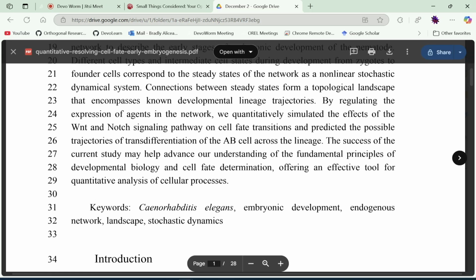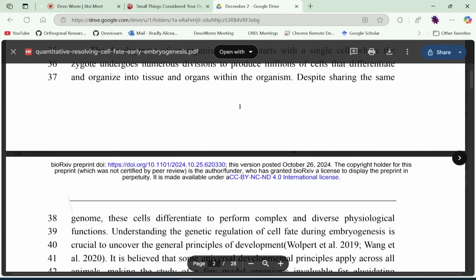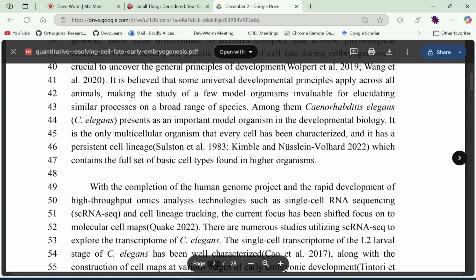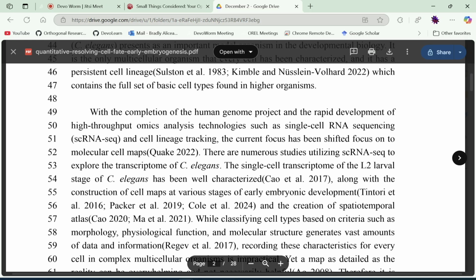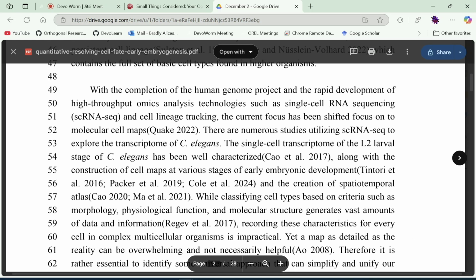The success of the current study may help advance our understanding of the fundamental principles of developmental biology and cell fate determination. So they talk about the importance of these early stages of development, and how C. elegans is an important model for that. They talk about the sources of single cell RNA sequencing data. So this is RNA-seq data that they're focused on, and how we can make really high definition maps of this process.